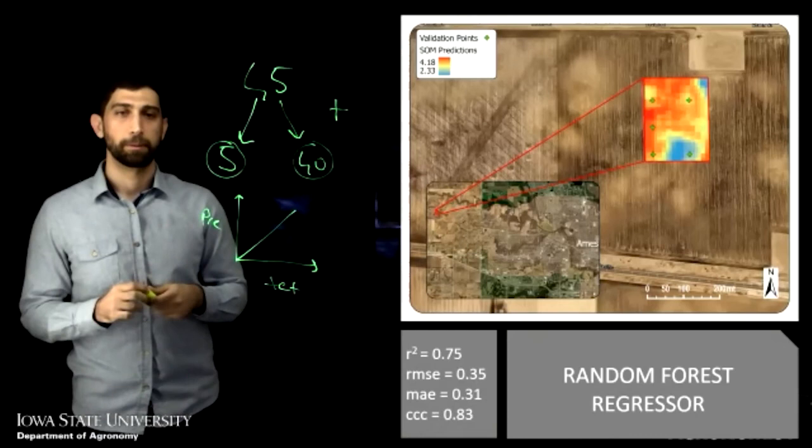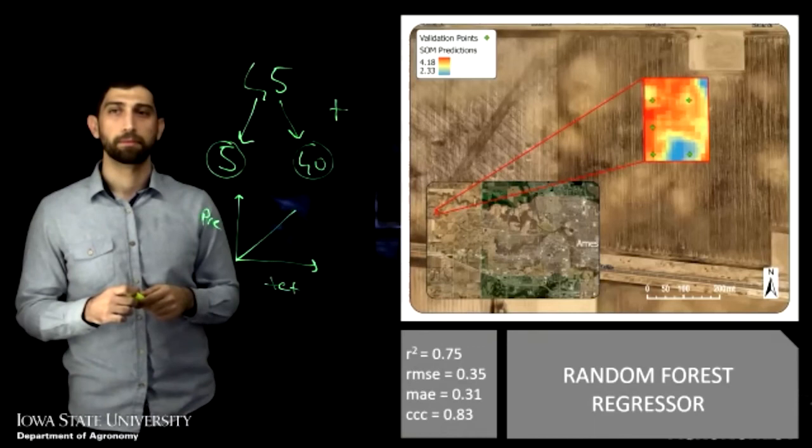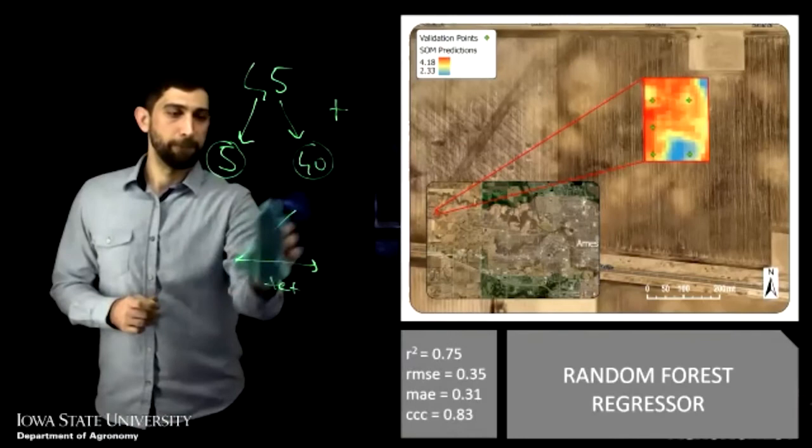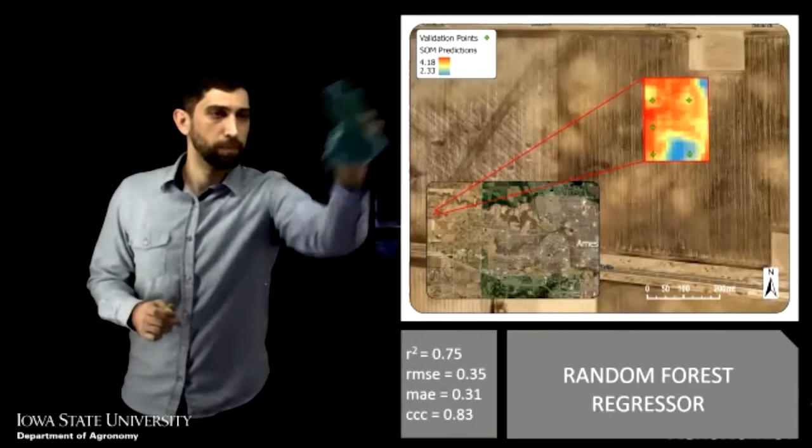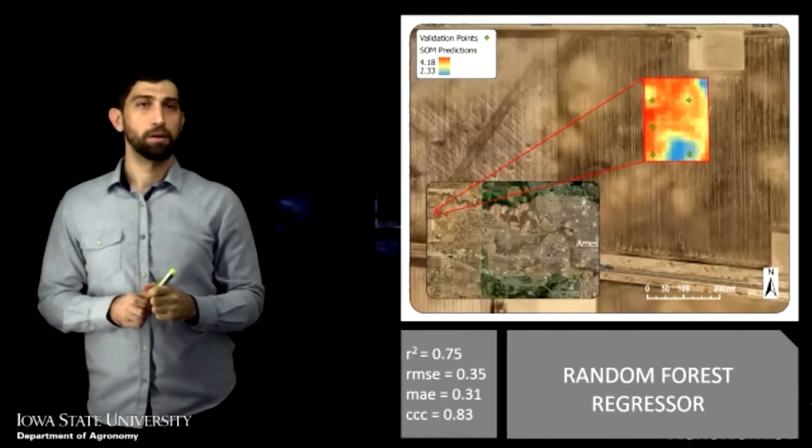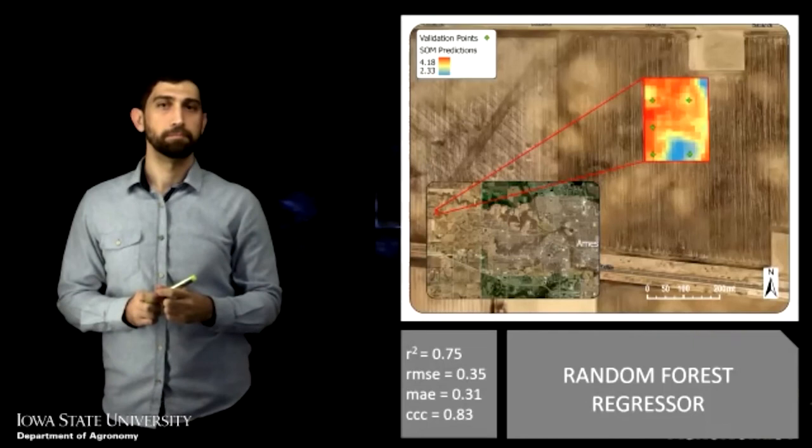Yeah, the only question I have: you selected five values to validate or compare to the predicted values. I was wondering if that size of sample is good enough to give you good accuracy or confidence in the predictability, maybe increasing the size of the sample.